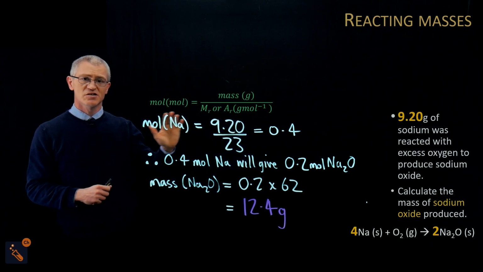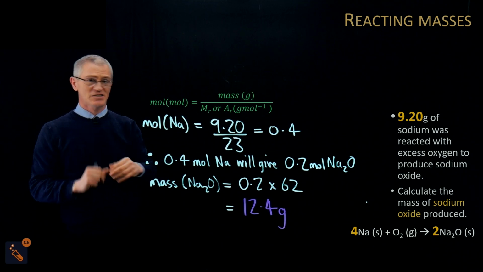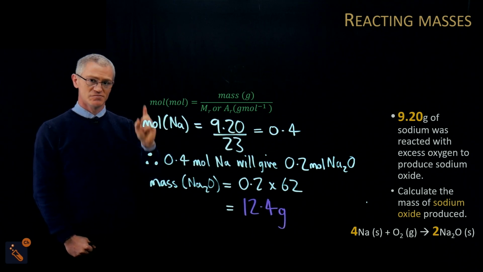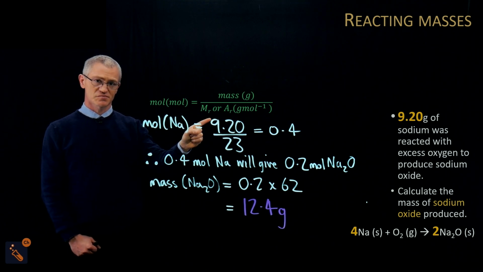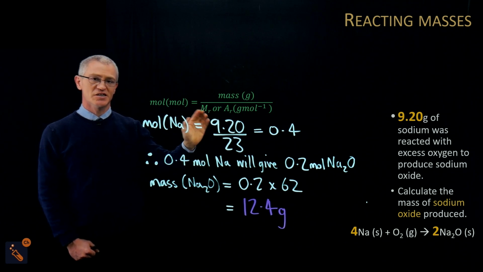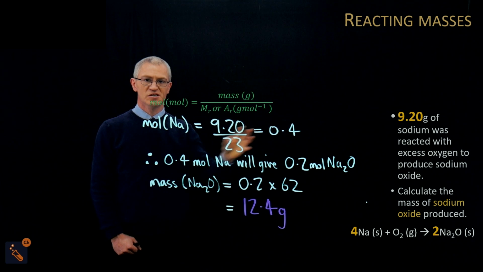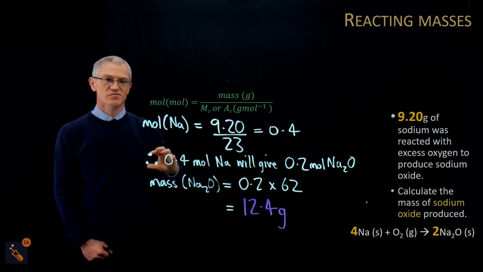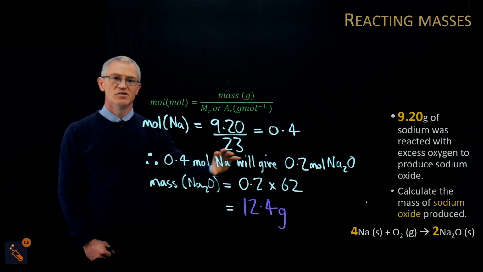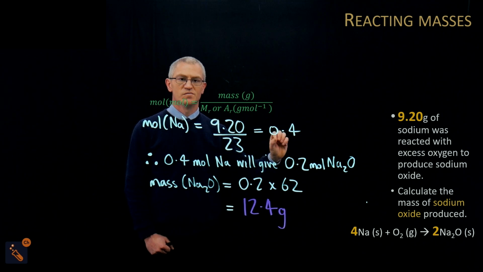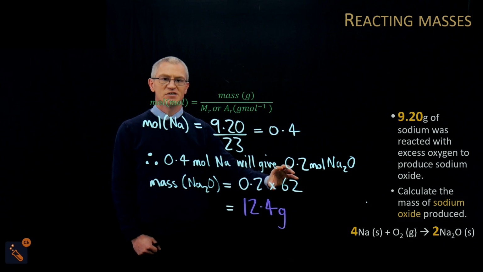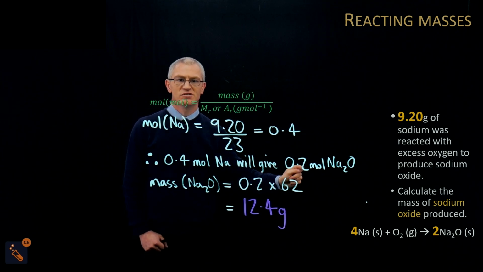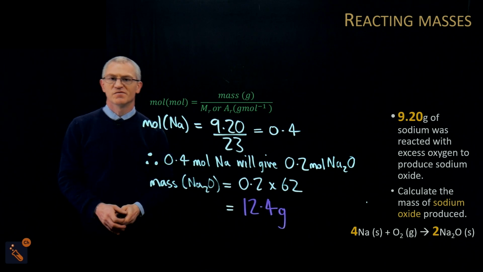Let's go through this again just to make sure. Remember, you can go either way. You might be given the product and then work back to the reactant. It's the same process. The first step is to work out the moles of the thing you know. You know the mass of the sodium, so you divide that by its atomic mass. That gives you the number of moles of sodium. You take the number of moles of sodium and apply it to the ratio. The ratio in the equation is 4:2, which is 2:1. So I halve the 0.4, turning it into 0.2. That means I have 0.2 moles of the sodium oxide. To get the mass, I need to times that by its molecular mass. 0.2 times 62 is 12.4 grams.